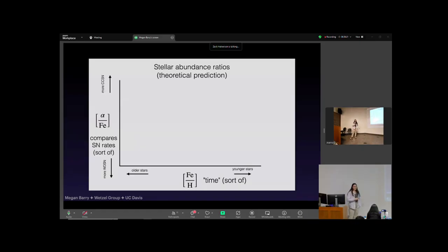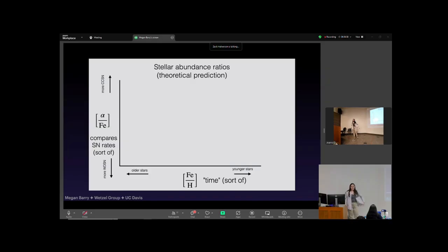Then our y-axis, and again, sort of, because these are element abundances, and there's iron on both of these, that makes it a little difficult. They're little entangled variables, but sort of. The y-axis we can use to compare the relative history of supernova rates in the galaxy up to the point that the star formed. So if a star is higher in alpha, that means there were relatively more core collapse supernovae in its history, in the history of that gas in that region of the galaxy. And if it's farther down on this plot, that means there were more white dwarf supernovae in the history of this galaxy.